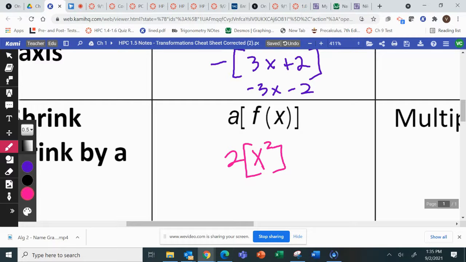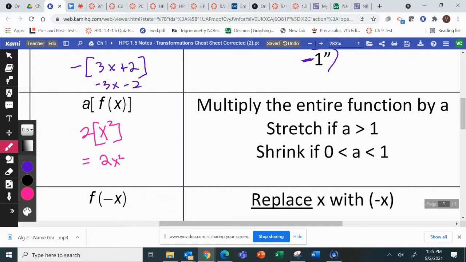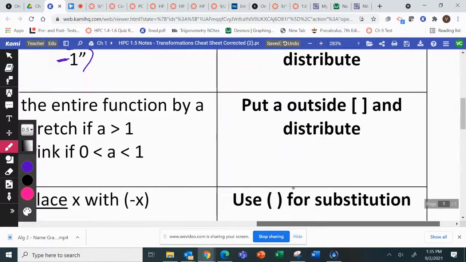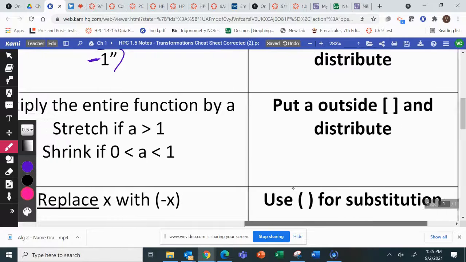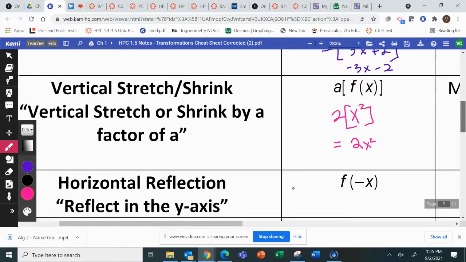So we're going to stretch x squared by a factor of 2. We can simplify that and write 2x squared. So what you would do, you multiply the entire function by whatever that value is. It will stretch. We just said this. If it's greater than 1 or if it's between 0 and 1, it will shrink. And then you put it outside of a bracket because sometimes we need to distribute. We didn't need to on that one.